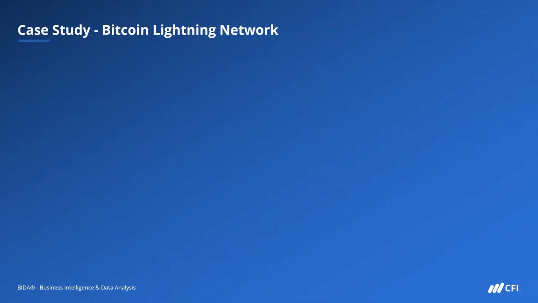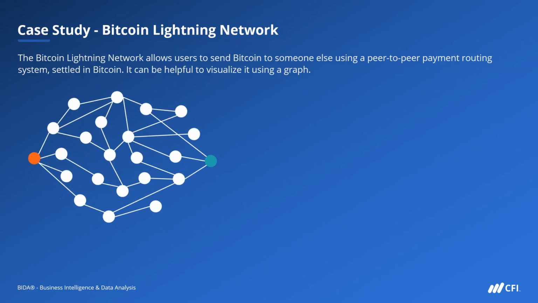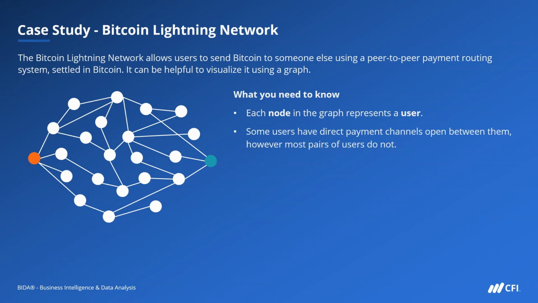The Lightning Network allows users to send Bitcoin to someone else using a peer-to-peer payment routing system settled in Bitcoin. It can be helpful to visualize it using a graph. What do you need to know about the Lightning Network? Well, each node in the graph represents a user. Some users have direct payment channels open between them. However, most pairs of users don't.